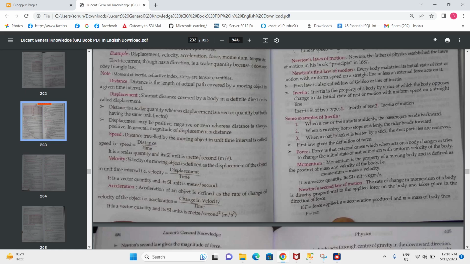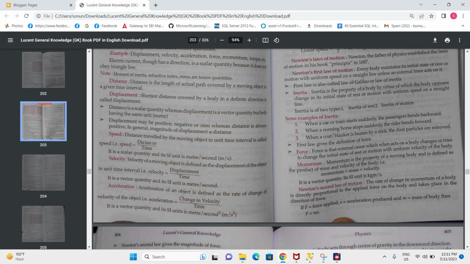Hello everyone. So in this video I am going to explain about Newton's law of motion. It's a mixture of theoretical as well as I will give you an idea about some objective questions that may be asked in the examination. So let's start with Newton's law of motion.